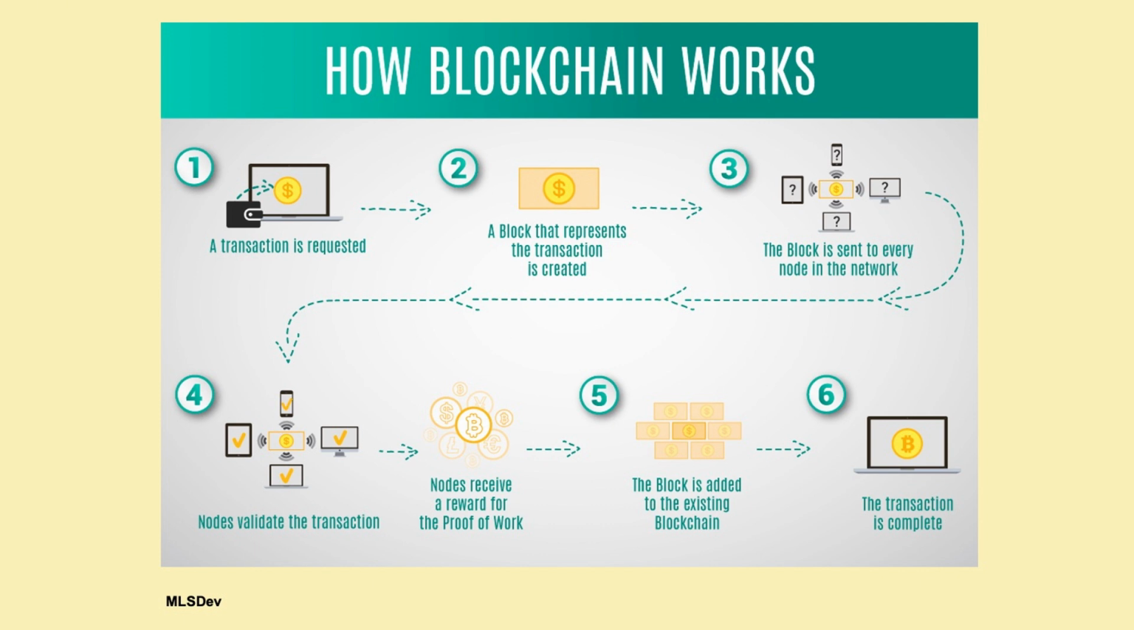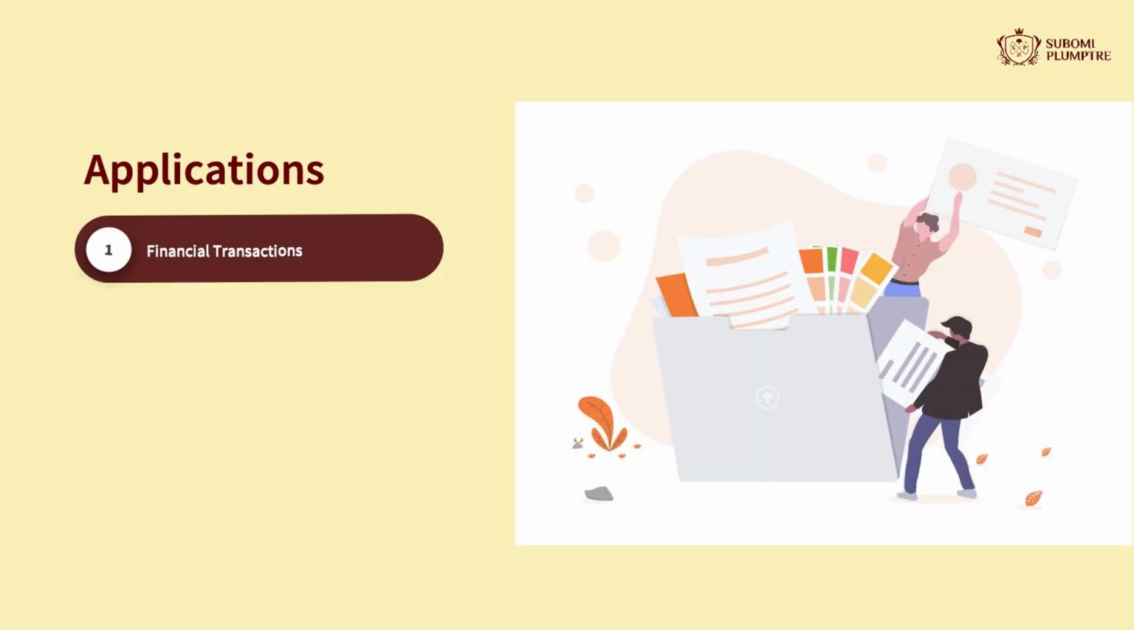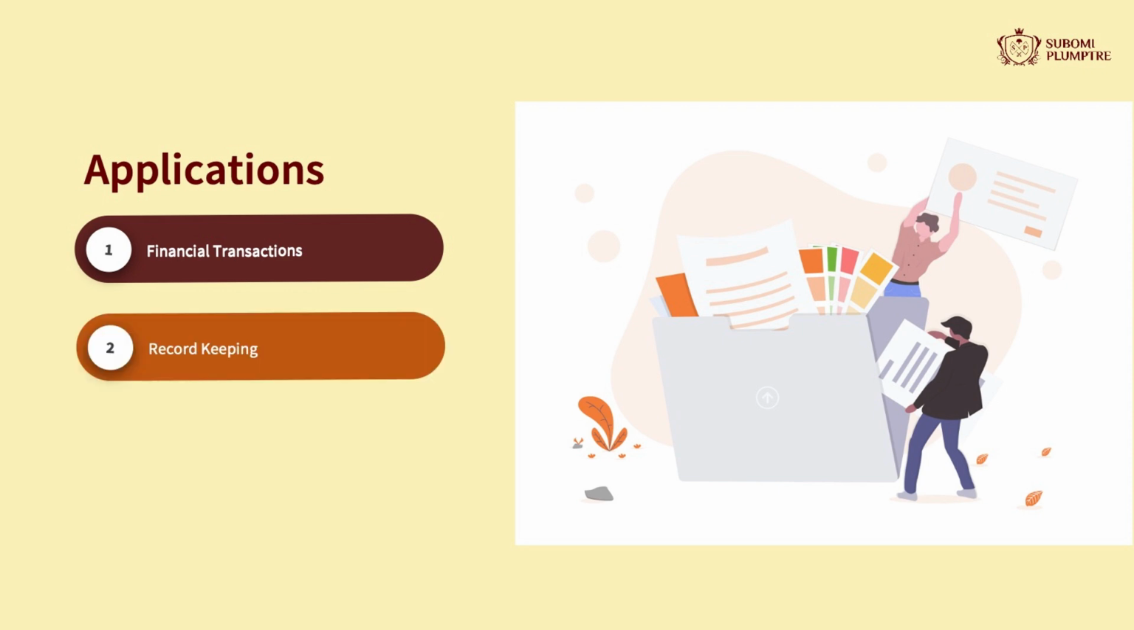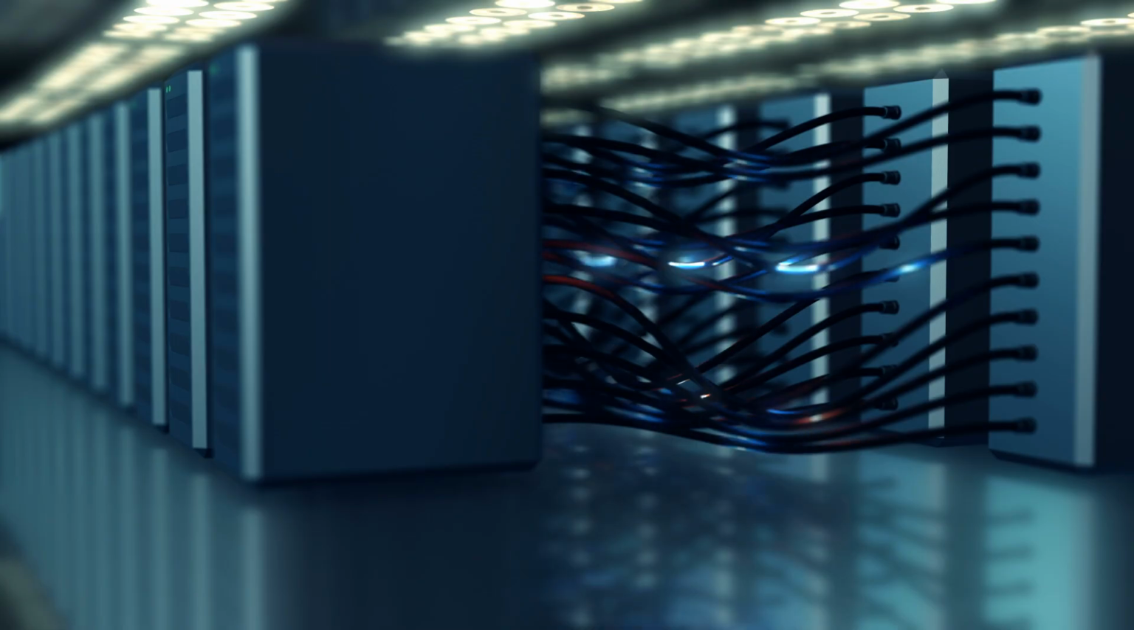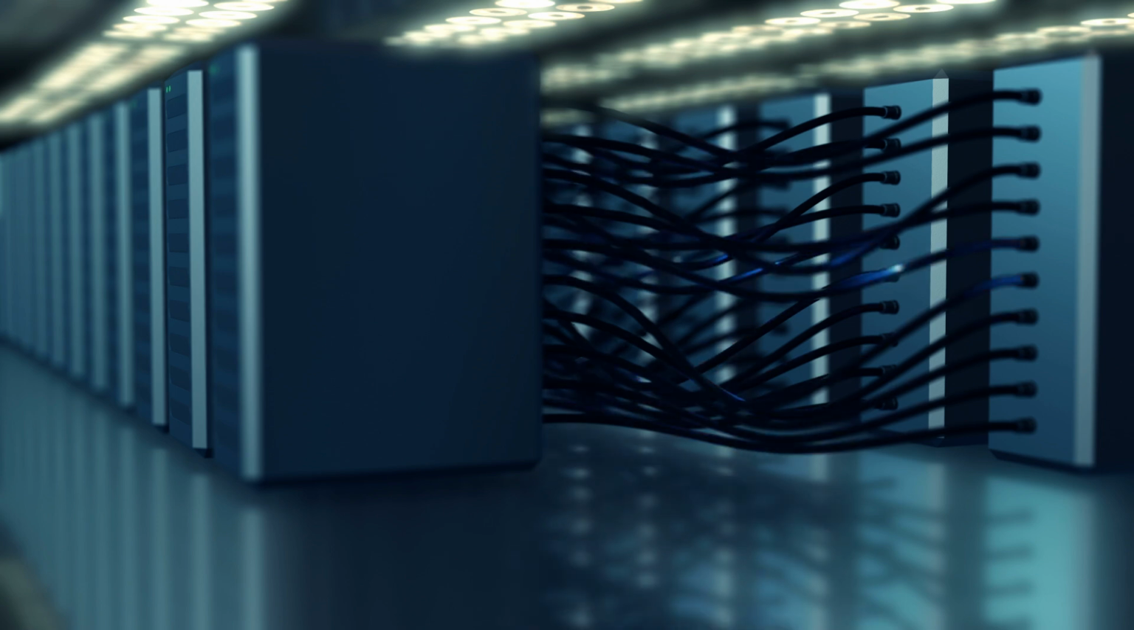So you can see that the blockchain has various applications. It's not just for cryptocurrency, which is a form of financial transaction. It can be used for record keeping. So for example, you're trying to keep a record of census information. You're trying to keep a record of identification information, say passport information or driver's license information that you don't want to be altered.